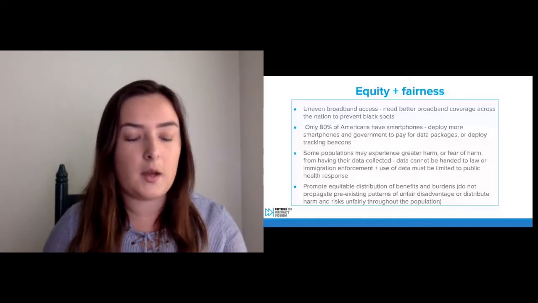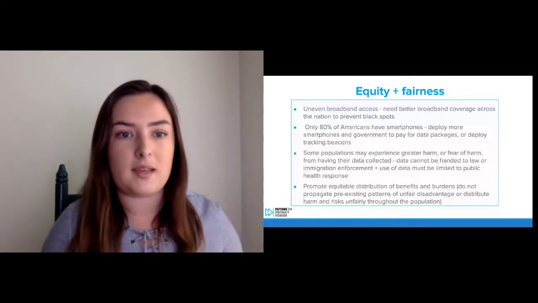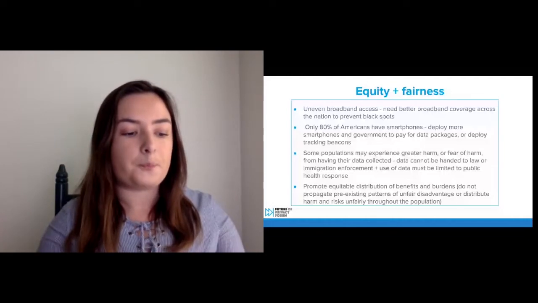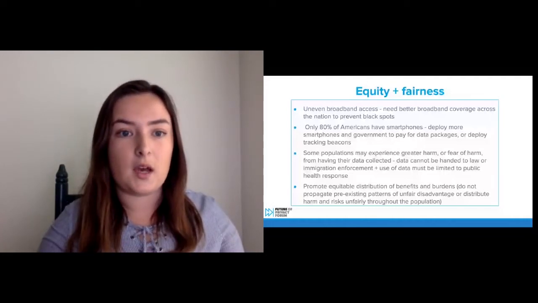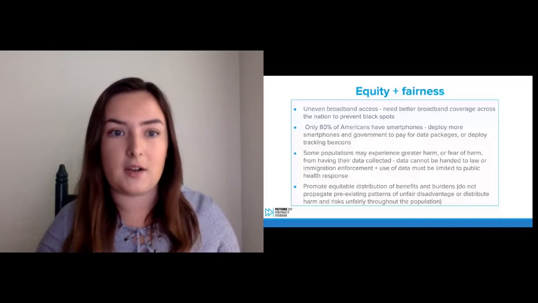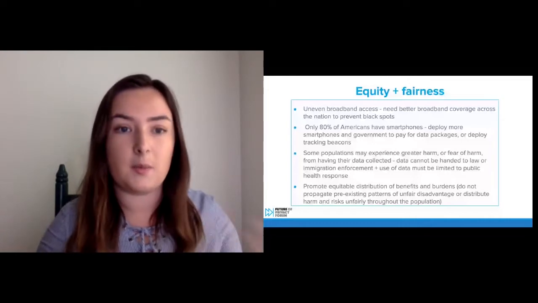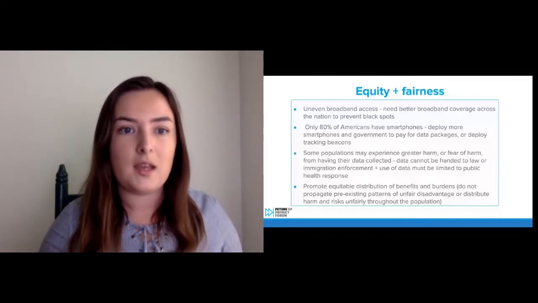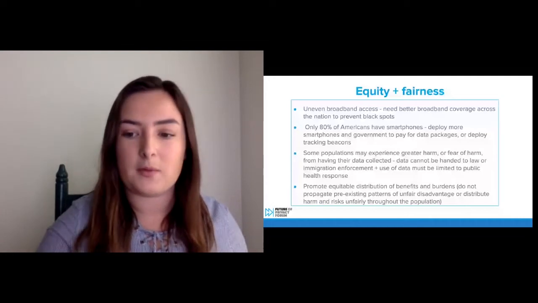And another solution to some of the equity problems is that resources could be deployed to greater extents in areas where there are fewer smartphones and fewer people downloading apps in order to try and counter these equity issues.